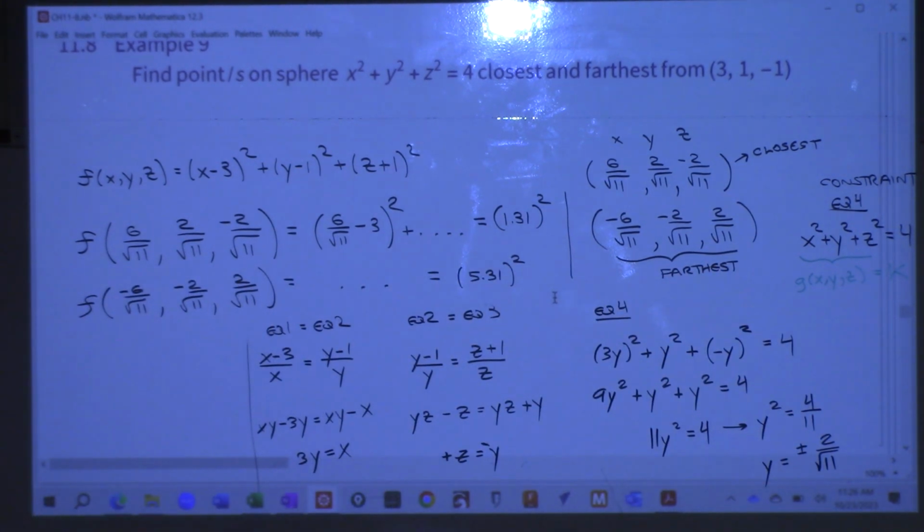So yeah, you have to take a step back and appreciate what we're doing here. We've got a point in space, we've got a sphere, and we've found the 2 points on that sphere that are closest and furthest away from that point in space.